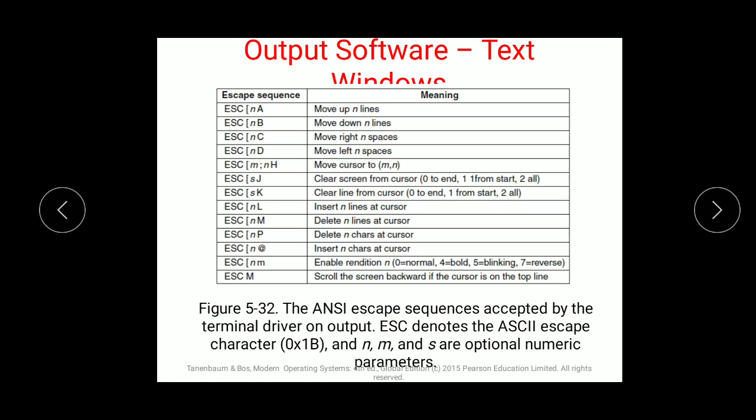Output software here means text windows is the first type. Text windows use escape sequences, such as escape N A, that is, move N lines up or move N lines down when you press the arrow keys. ANSI standard escape sequences are accepted by this. So escape plus A represents move up, move down. Certain shortcuts are there.